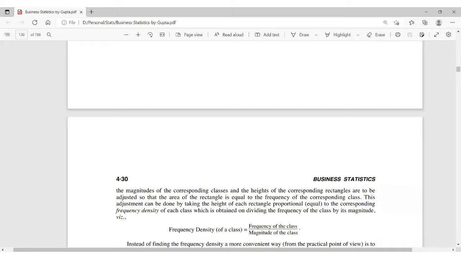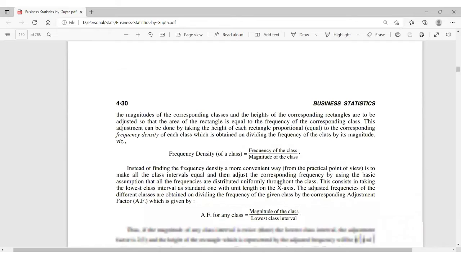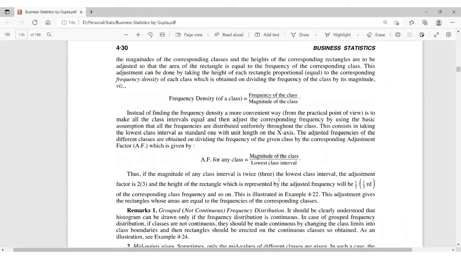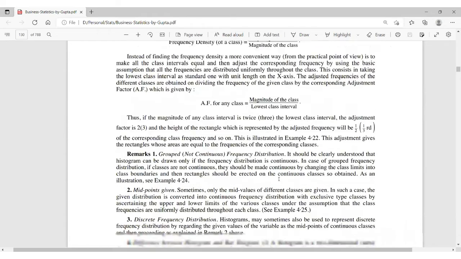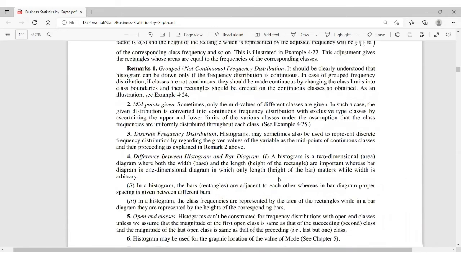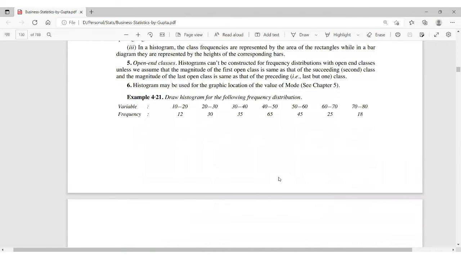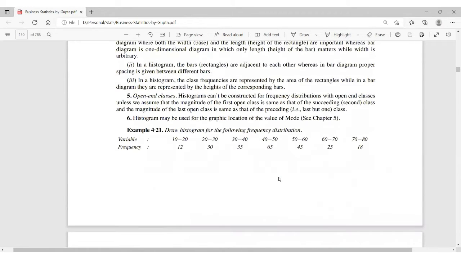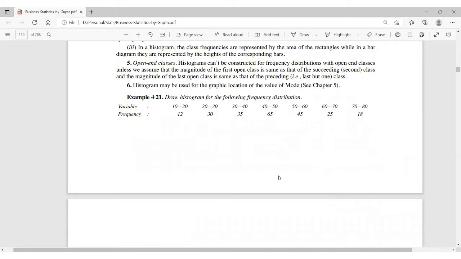Now, see, what is this? Sir, histograms always use quantitative data.